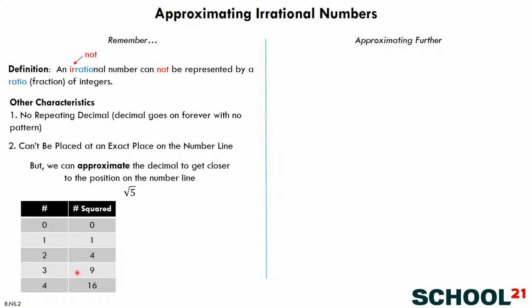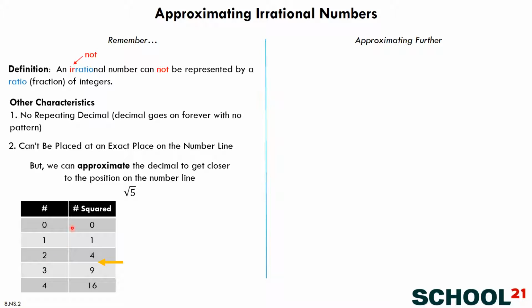3 squared is 9. Now, there's some number out there, called the square root of 5, that when you multiply it by itself, it equals 5. So if we look in this table, it must be bigger than this row, right? And it must be smaller than this row, right? Yeah. Okay, so we'll put a little arrow there. So it's somewhere right in there. So what can we say about the square root of 5? It must be between what two numbers? 2 squared and 3 squared. It's actually between 2 and 3.